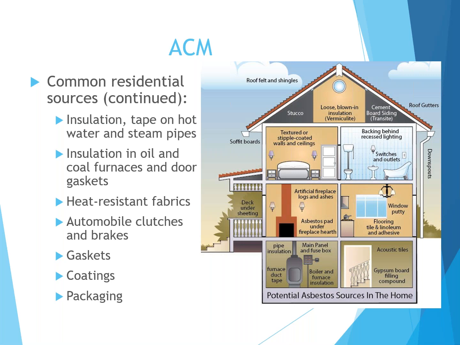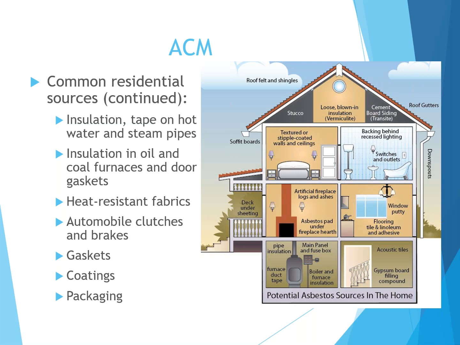You might see it in the roof. You might see it in blown-in insulation in the form of vermiculite. You might see it in bathrooms. You might see it in textured or stipple-coated walls and ceilings, artificial fireplaces, logs, and ashes. There could be an asbestos pad under the fireplace hearth. You could see it in the tiles we've already talked about, gypsum board, filling compound, and drywall. There are cases where we do see asbestos in that. We see it in cases in soffit boards and deck under sheeting. And as we just talked about, we see it in other older forms of insulation for boilers and furnaces, specifically with coal and oil. So again, it's something that we can see in a lot of places.